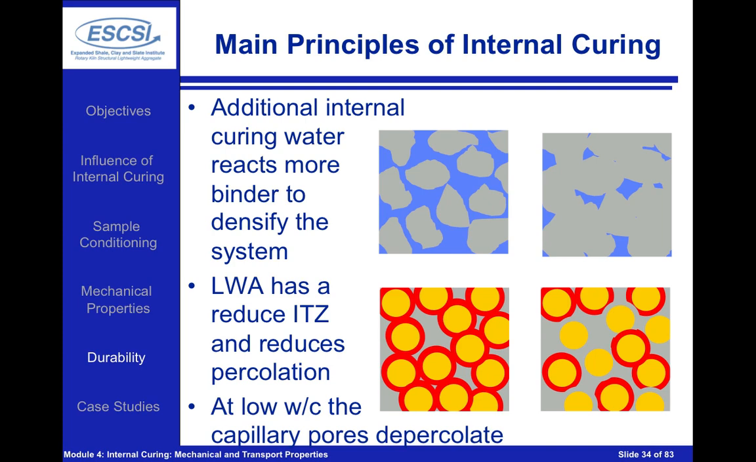However, if we can go to a lower water to cement ratio concrete and a condition where we start to depercolate those interfacial transition zones, reduce or remove those interfacial transition zones with the presence of this lightweight aggregate, what we can see is now an ion may start to move through that red interfacial transition zone, but all of a sudden there's not a completely connected path from one side to the other. By depercolating this system, we've now made it much harder for ions to be transported through the system.